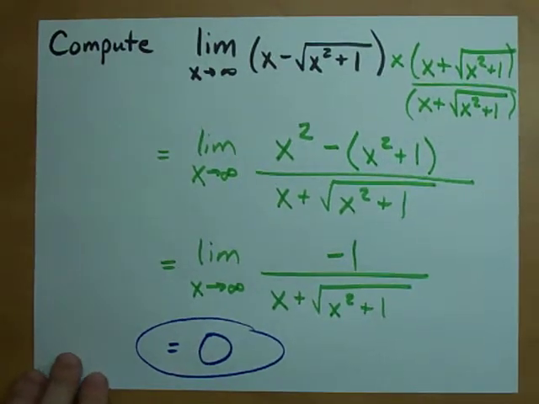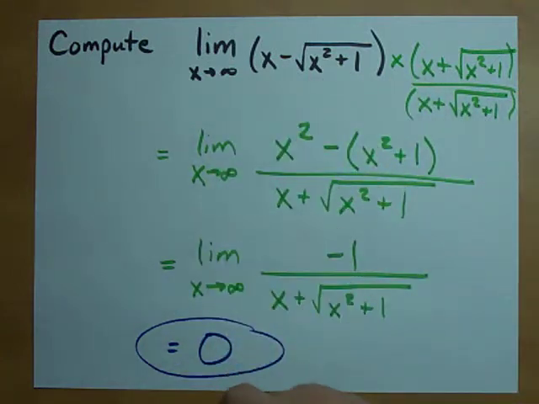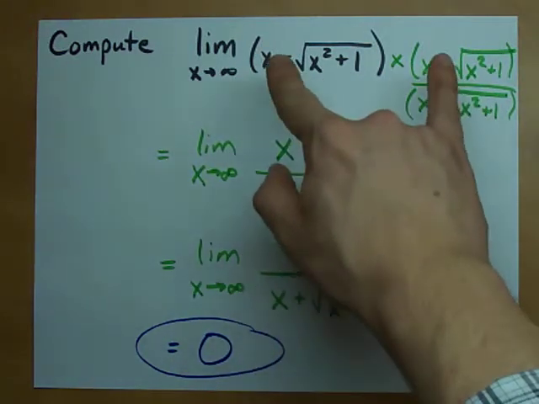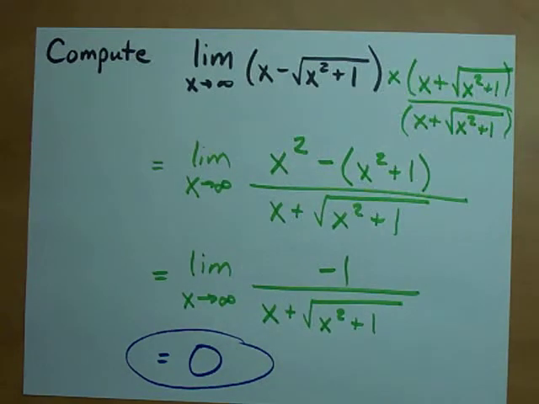The key to this question is identifying that you need to multiply by the conjugate in order to evaluate the limit. Difference of squares simplifies and ends up giving you a very nice number in the end.